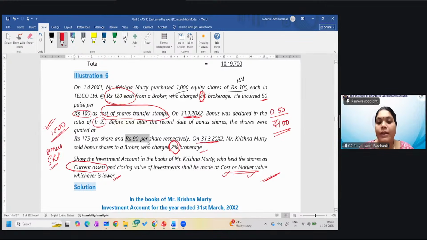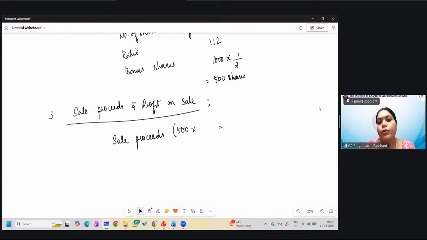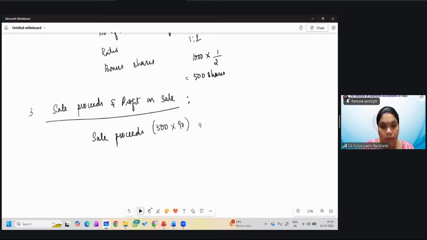So which price must you have sold these shares for? Is it 175 or 90? 90. Right. Everybody agree that it is 90? Okay, good. So you sold these shares for 90. 500 into 90. What is the sale proceeds? Calculate the sale. 45,000. Okay.